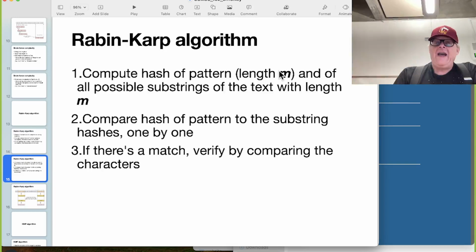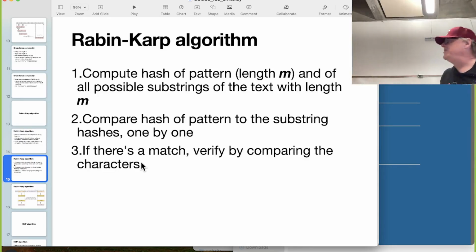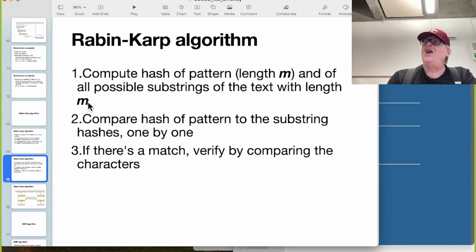You do a hash of the pattern and of all possible substrings of the text with length m. And then you compare the hashes one by one until there's a match. That's certainly one way to do it. It is very difficult for me to understand how this could possibly be an improvement, because even a simple hash function, it seems to me, would take a lot more compute time to calculate than a comparison, perhaps if m is very large.